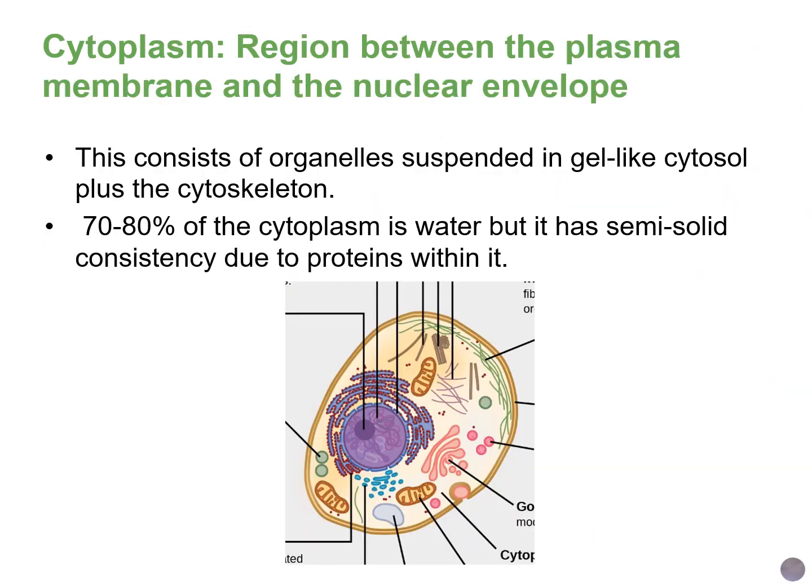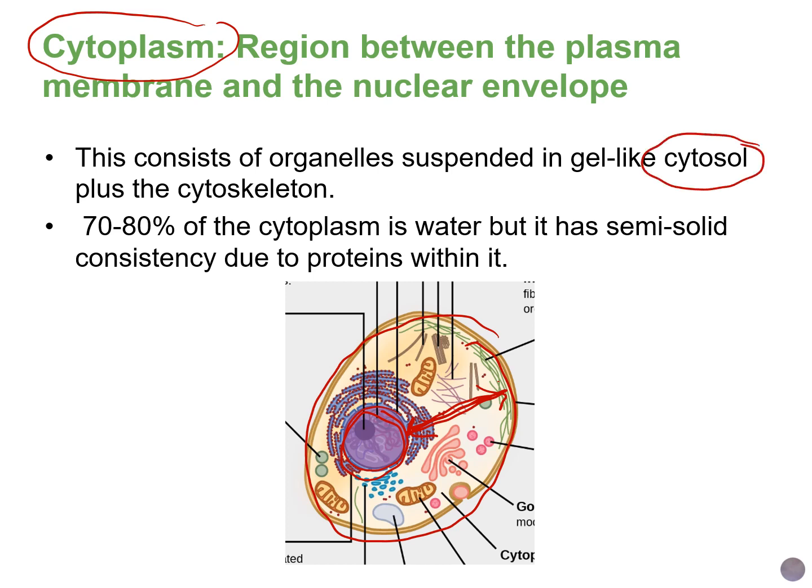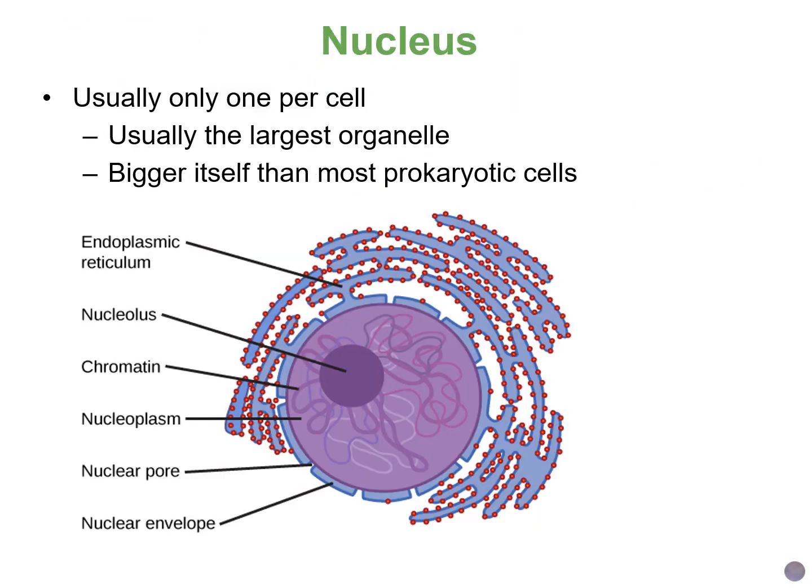Everything inside of the cell, between the nucleus and the cell membrane, so all of this area between the nucleus and the cell membrane, is known as the cytoplasm. And this includes the liquid portion, the cytosol, as well as all of the organelles within the cytosol. So these two together make up the cytoplasm. Most of it is made of water, but it is gel-like or semi-solid because of all of the different proteins embedded within the cytoplasm. So the nucleus is usually the biggest structure inside the eukaryotic cell.